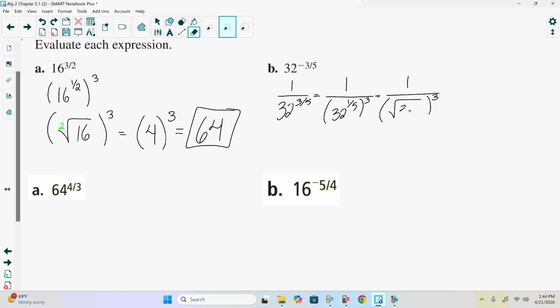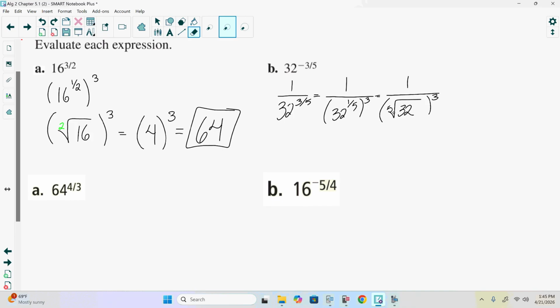Now our 32 to the 1/5 inside here, we can rewrite this in radical form. The 1 in the 1/5 is going to be attached to the exponent with the 32, which is just telling us we have 32 to the first, which is just 32. The 5 on bottom is going to be the index, what root we're taking. So really we're saying that we have 1 over the 5th root of 32, cubed. So our 5th root of 32, we're trying to find out what number times itself 5 times is 32.